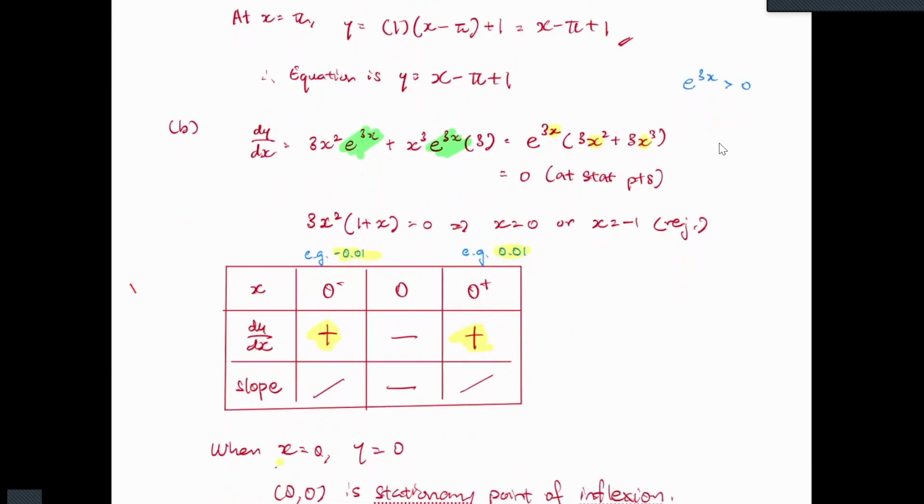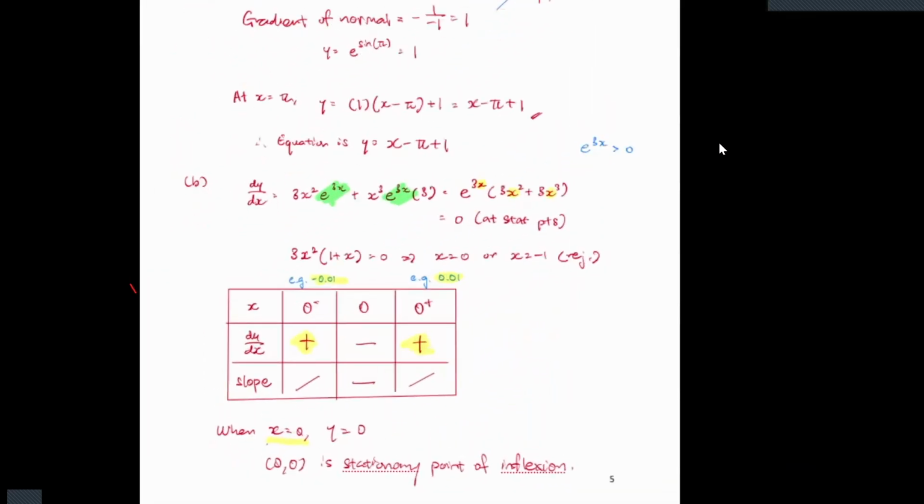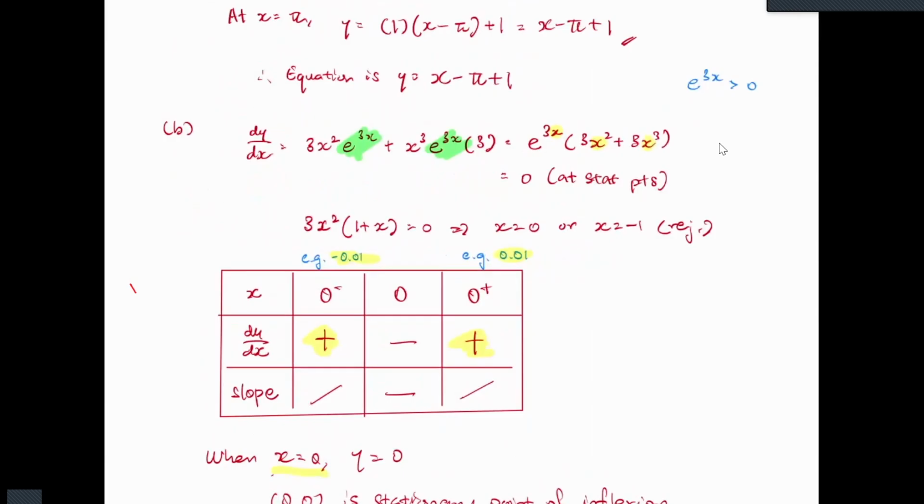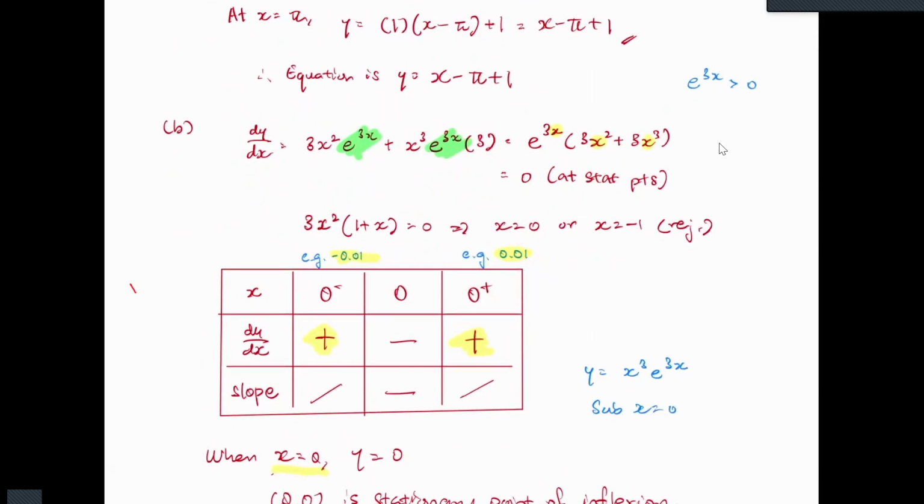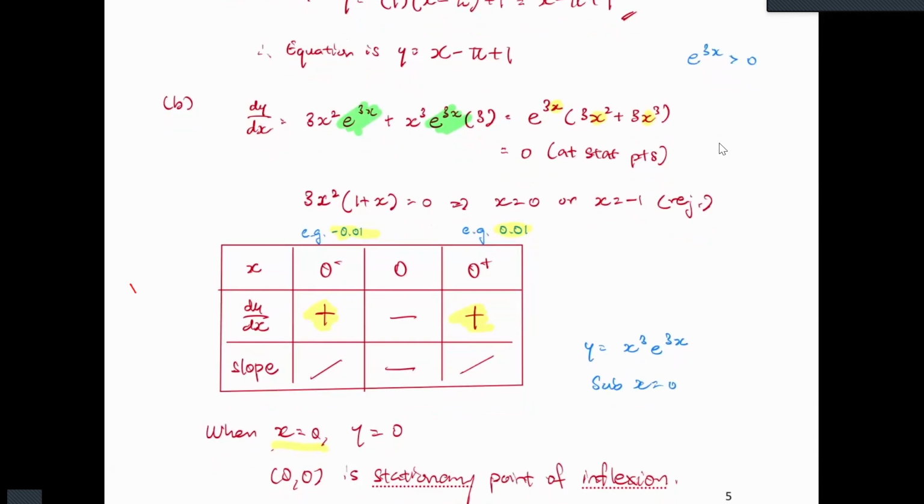So let's sub x equals 0 into my y expression. Your y expression based on the question is y equals x cubed e^(3x). Sub x equals 0 inside, clearly you get y equals 0. And so therefore we say that (0, 0) is a stationary point of inflection. It's upward sloping. So if you look at the shape, graphically, it will look something like that.